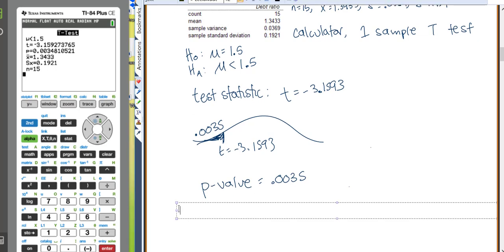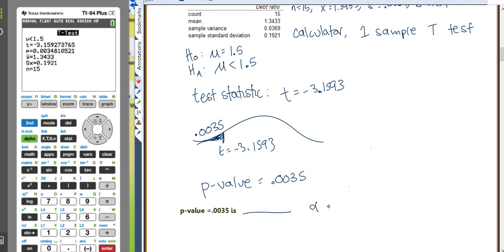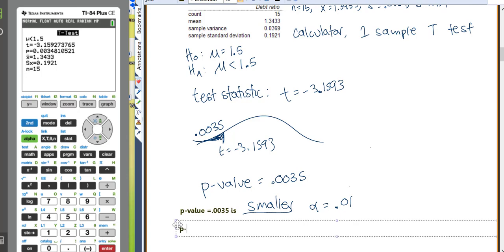Now is the part where you come in again, because calculators won't do this part for you. You say my p-value, which equals 0.0035, is compared to alpha. So how does that compare to alpha equals 0.01? So 0.0035 is smaller than alpha. So my p-value is small. Anytime you have a small p-value, you reject your null hypothesis. Okay, and that means then that you'll have evidence for the alternative hypothesis.